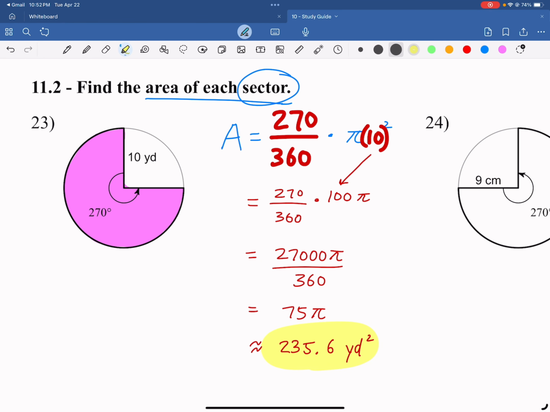Again, I get this question a lot. Where did I get this number from? Look, it's just a calculator simplifying it for you. I mean, you can do that yourself, but the calculator does it for you. Like 27,000 divided by 360 gives you 75. And then again, the pi just drops down.